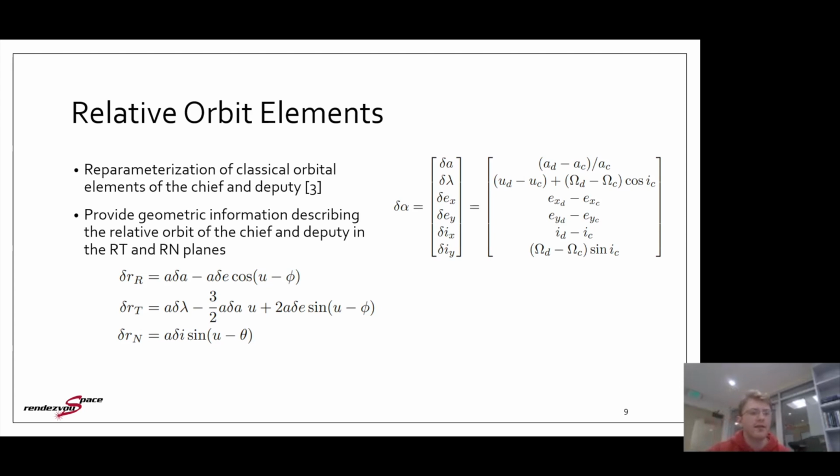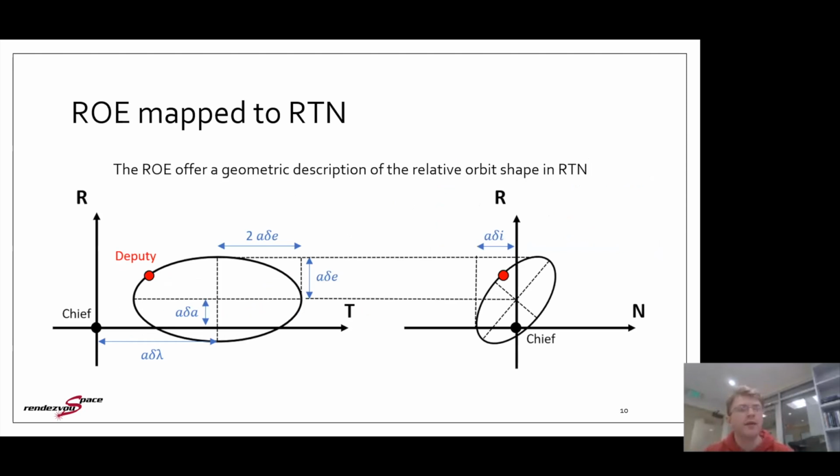As we can see, we can describe the relative position in the RN frame with these relative orbit elements. That's the expression I have in the bottom left. So we can map the relative orbit elements to the geometry of the RTN motion. I'm going to show you again here, geometrically, what those orbits actually look like based on these relative orbital elements. We'll have elliptical motion in the RN plane, and then there'll be elliptical motion in the RT plane, which can drift over time with any relative semi-major axis.